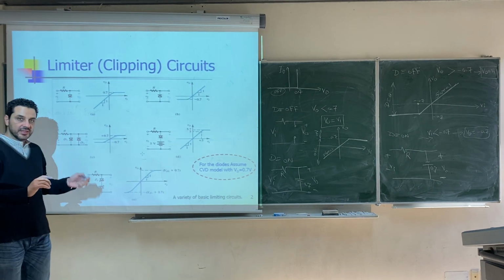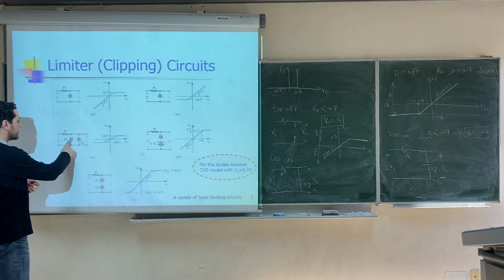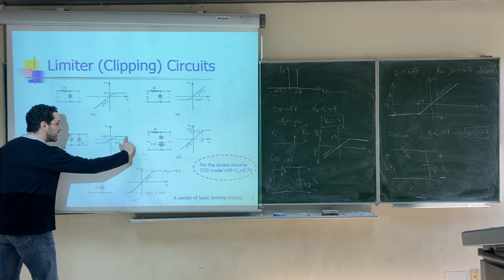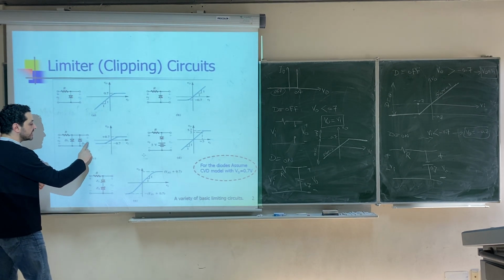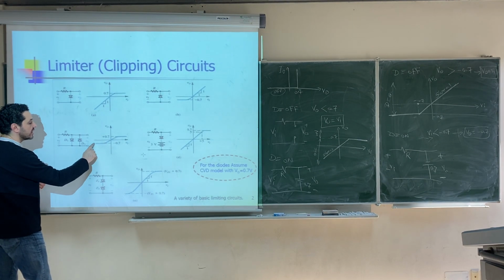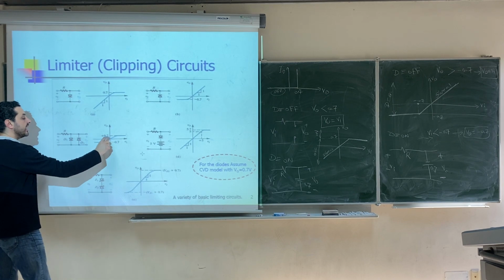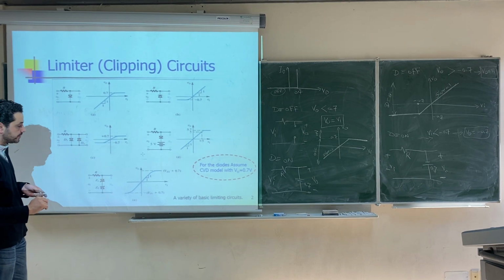I will not do it in details, but it's a combination of what we said. Okay? So the first diode will limit the output, it will clip the output at 0.7. The second branch will clip the output at negative 0.7, because when it operates, it will operate as a battery with negative 0.7. So it will clip the output at negative 0.7. In between, both diodes will be off, and V output will be equal to V input.